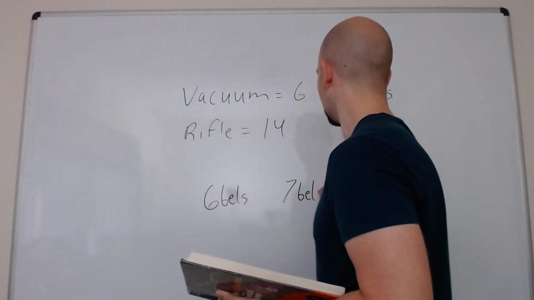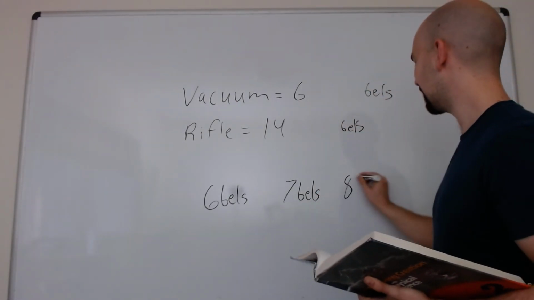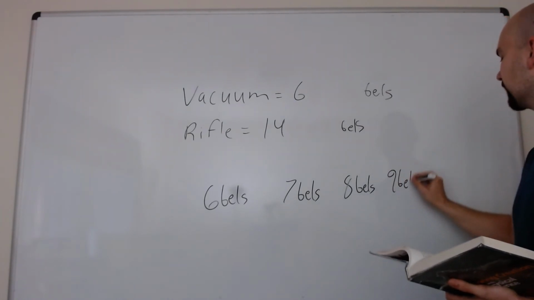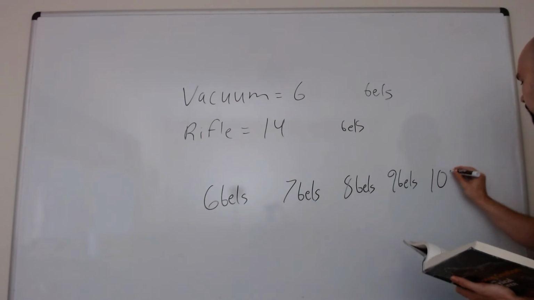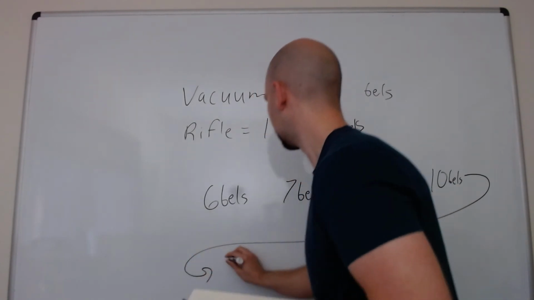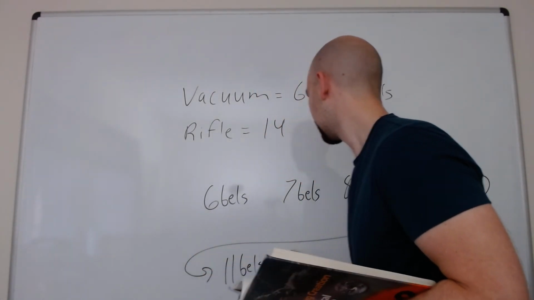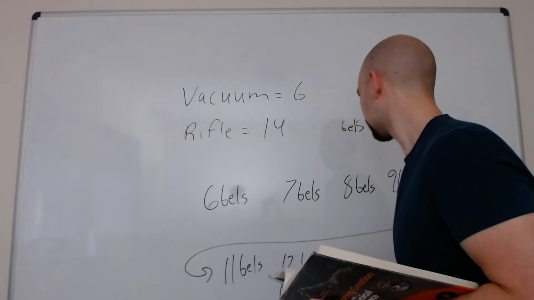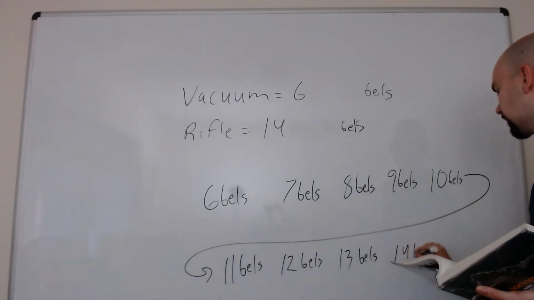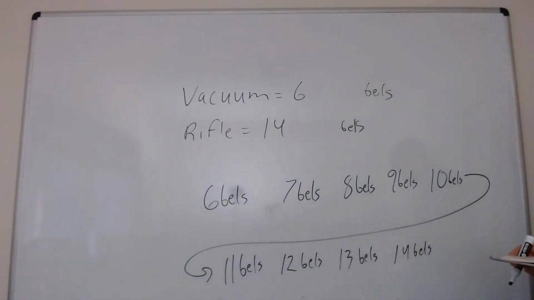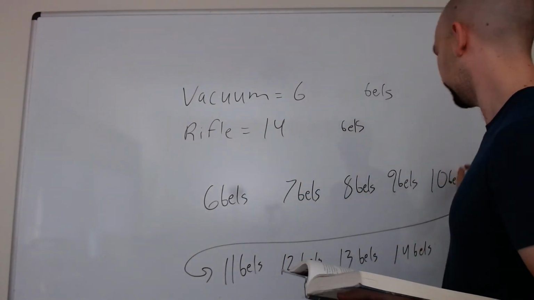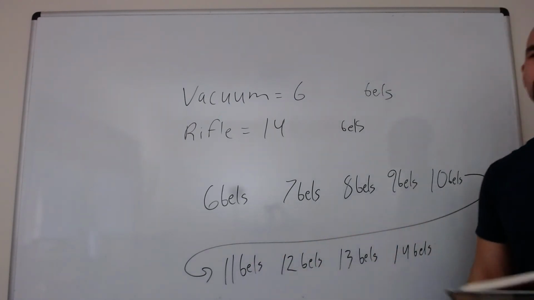I'm going to do this by counting, not very mathematically advanced, but I just want to make this really clear. So if you can do this faster on your own, please do. I think I needed more room. I'll continue this down here. 11 bels, 12 bels, 13 bels, and 14 bels. Okay, so basically what we have is 1, 2, 3, 4, 5, 6, 7, 8. You have a difference of 8 bels.